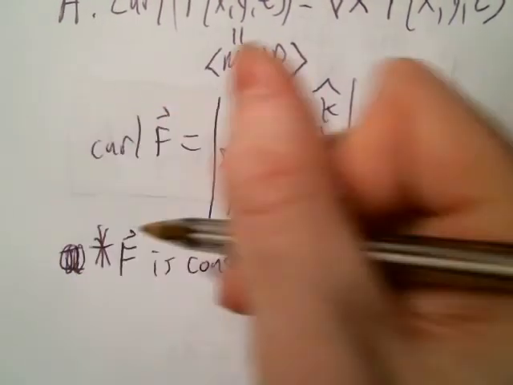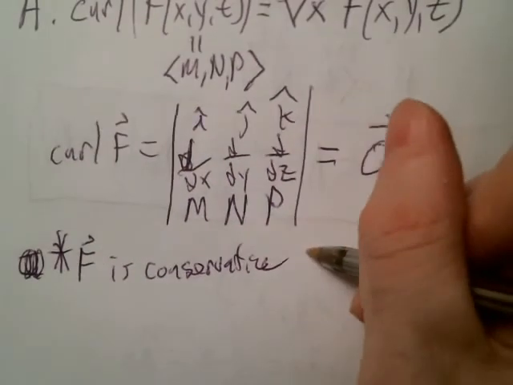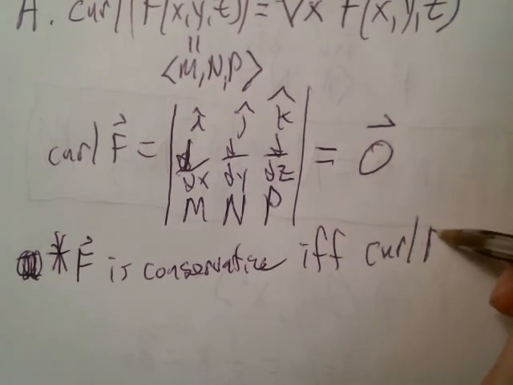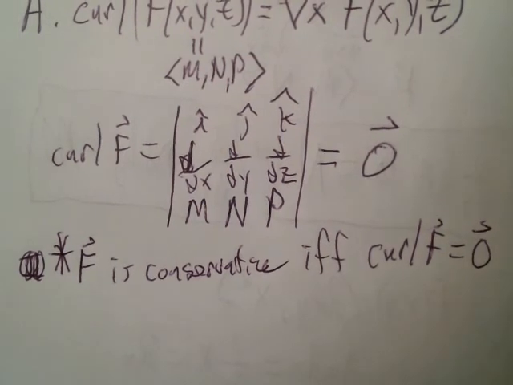Okay, so we'll put a big star there. F is conservative if and only if the curl of F is equal to the 0 vector. Okay, so that's the check you do.